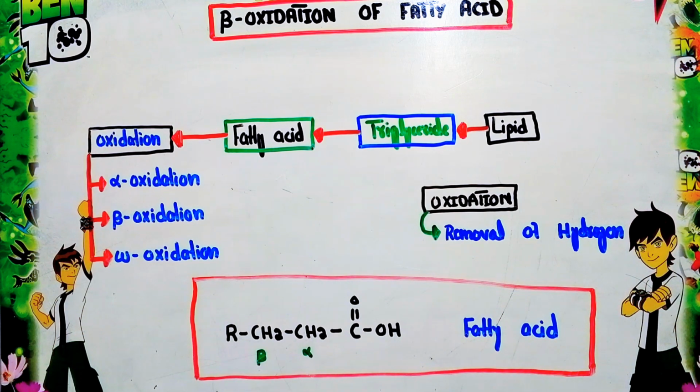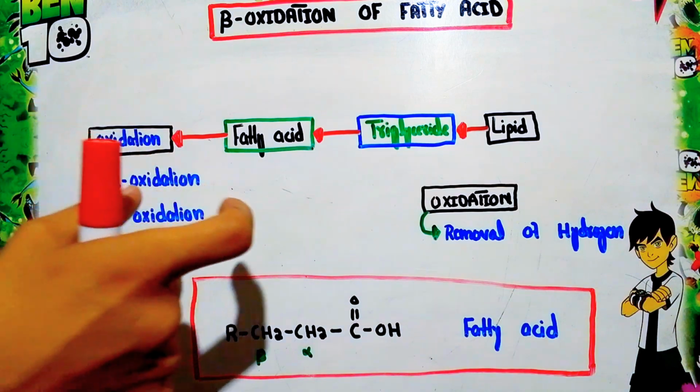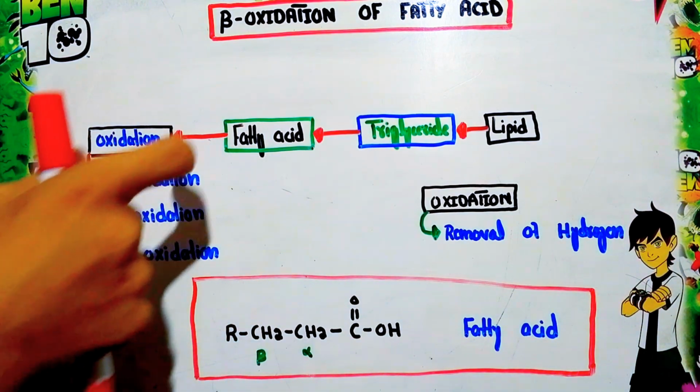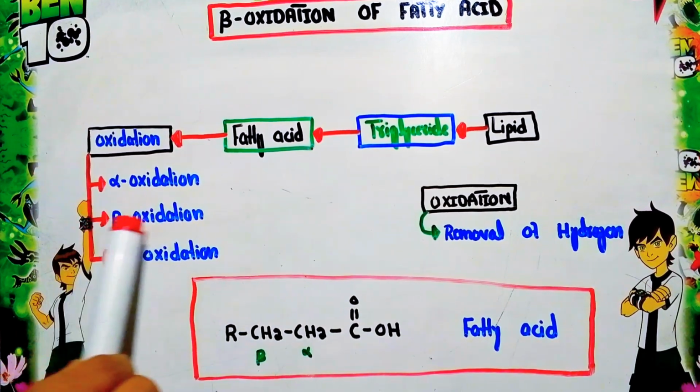The oxidation of fatty acids produces three times more energy than the oxidation of carbohydrates and proteins. That's why it is important to know about the oxidation of fatty acids. Fatty acids are oxidized through various oxidations. The first is alpha oxidation, the second is beta oxidation, and the third is omega oxidation. The most important oxidation of fatty acids is beta oxidation.